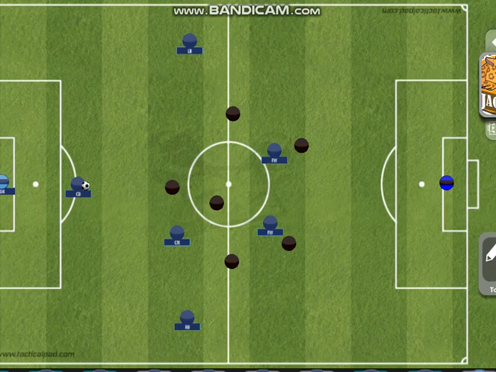This video is focused on the two concepts of overlapping and underlapping. The overlap and underlap are important concepts for all players, but they're especially important for wingers, side midfielders, and left and right backs. So we're going to show it in a 7v7 situation, but this also applies to 11v11.